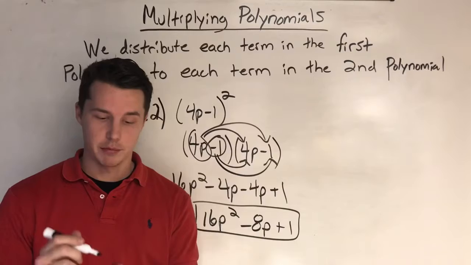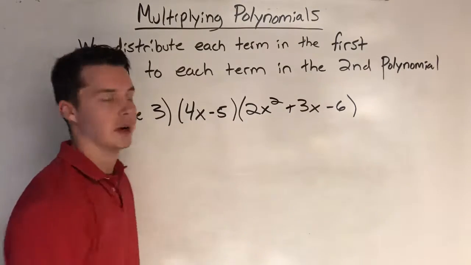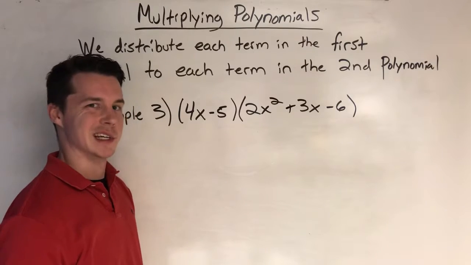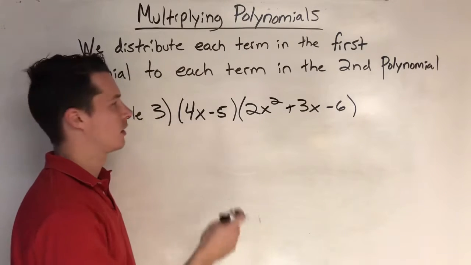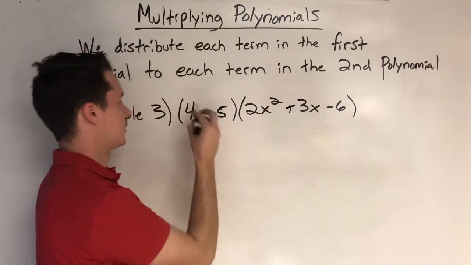Alright. Last example is the hardest. We have 4x minus 5. All that times 2x squared plus 3x minus 6. So same rules apply. We're going to take the first term and multiply it by each term of the other. Okay? So here we go.